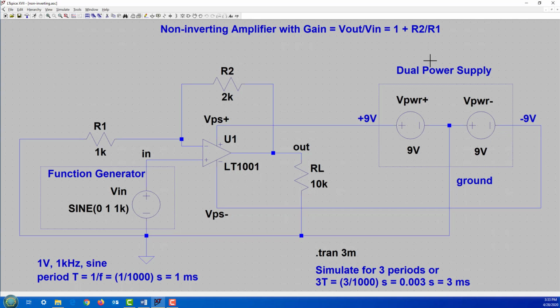So what does this setup do? Well, in this simulation, if you look at the right lower side, it says dot trend 3 milliseconds. That will simulate this circuit for 3 milliseconds. So each cycle being 1 millisecond, that's 3 periods, okay? And for the duration of the simulations, both for this non-inverting amplifier and the next one, which is the inverting, we do not change the function generator settings, 1 volt, 1 kilohertz, okay? Nor do we change the duration of the simulation.